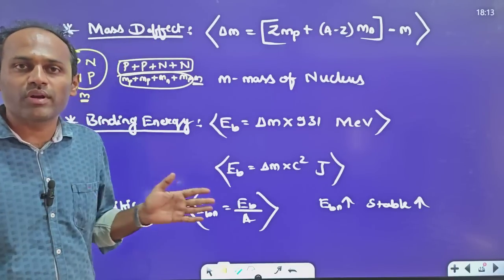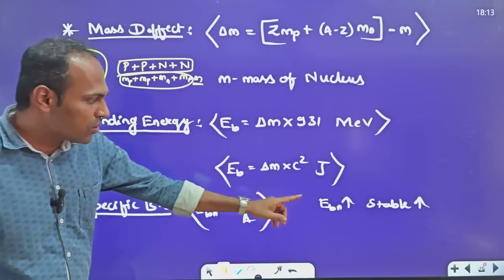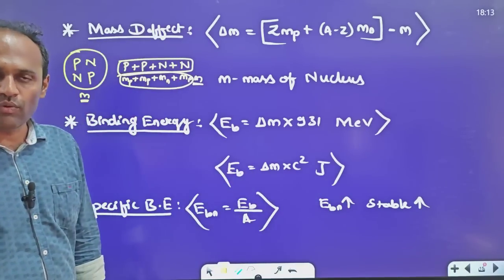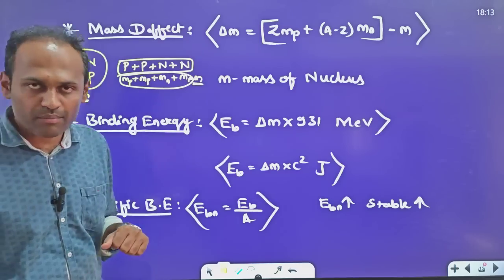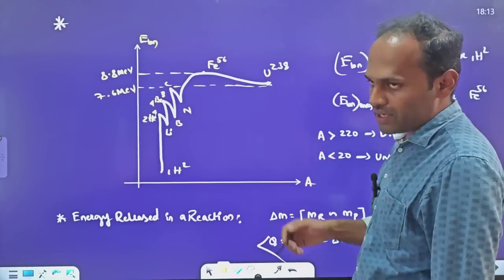You cannot break that nucleus easily. ನೀವು ಅದನ್ನ easily break ಮಾಡ್ಲಿಕ್ಕೆ ಆಗೋದಿಲ್ಲ, right? So the more the binding energy, the more stable the nucleus is, right? So that's all about specific binding energy. Next ನೋಡ್ರಿ, specific binding energy curve ನಾವು ಥಿಯರಿ ಒಳಗೆ ನೋಡ್ಕೊಂಡಿರ್ತೀವಿ.